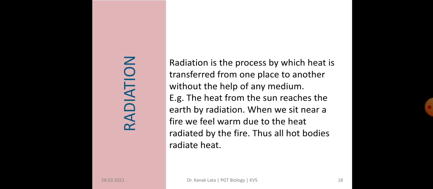Now the next topic is radiation. Radiation is a process by which heat is transferred from one place to another without any medium. Here no medium is required. The medium will be neither solid, nor liquid, nor gas. How does the heat from the sun reach the earth? It is due to the process of transfer of heat by radiation. So the heat from the sun reaches the earth by radiation. You might have observed that when we are sitting near a fire, we feel warm. How? Due to the heat radiated by the fire. So all hot bodies radiate heat.